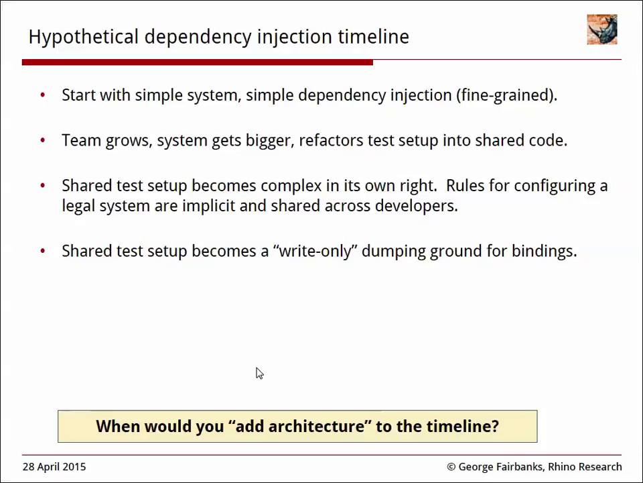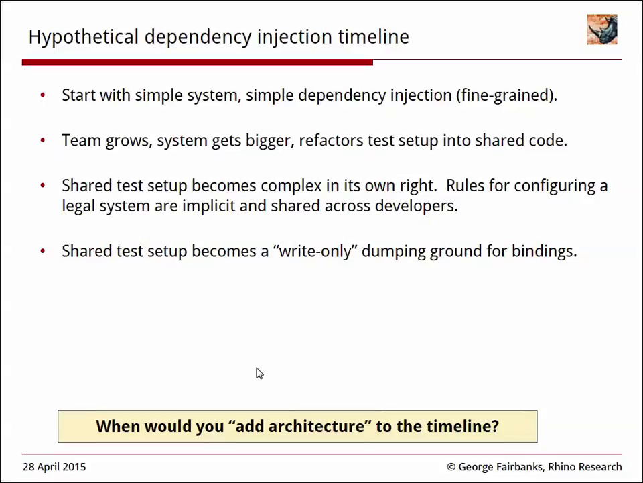And the ideas of what's legal are shared across a lot of different developers. They're in different config files. It just becomes really difficult to get that intellectual control that we're going for. Until finally, we end up with a situation where the test setup becomes a write-only dumping ground where people can put stuff in, but don't you ever take anything out because you have no idea what ripple effects that's going to have.